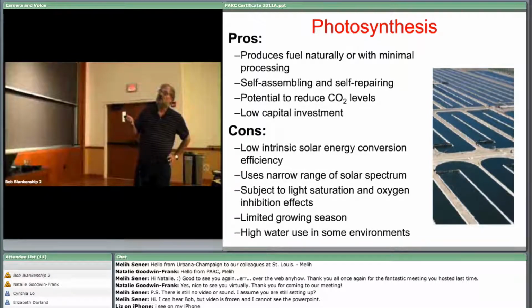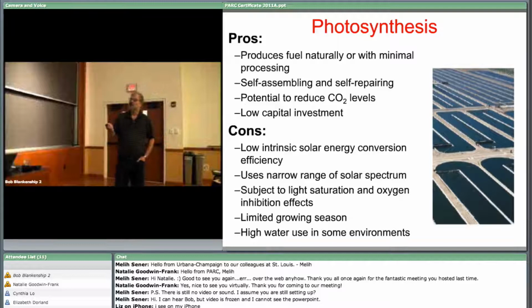The potential to reduce the carbon dioxide levels, so this is an important issue, of course, if you can have all these algal ponds that are coupled to a power plant and using some of the flue gas from the power plant, you can make a significant dent in carbon dioxide, although it takes a lot of area to do that. Low capital investment if you don't count the land. The land that you have to utilize is an investment, but of course that's true for the photovoltaics.